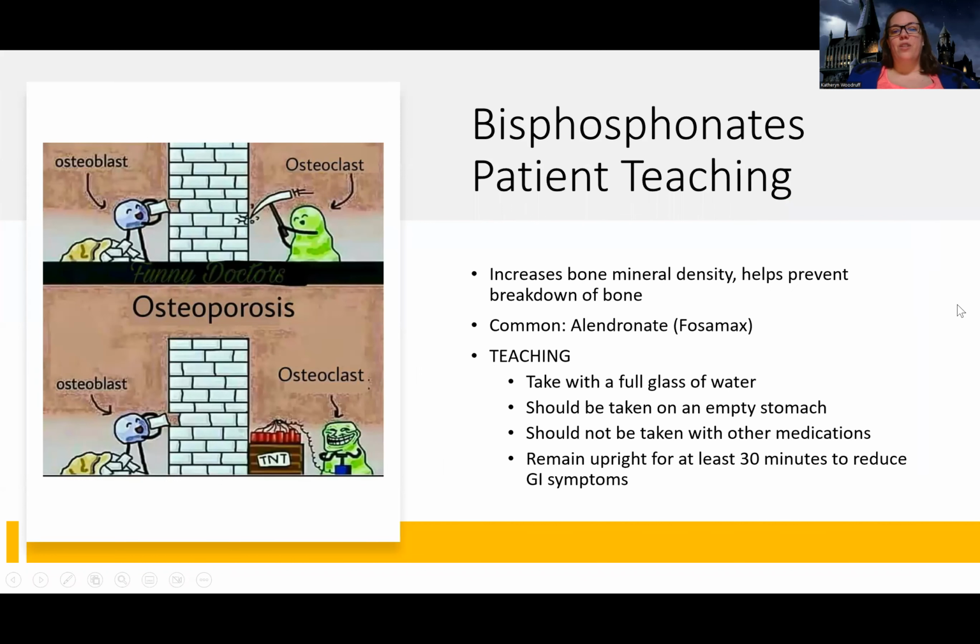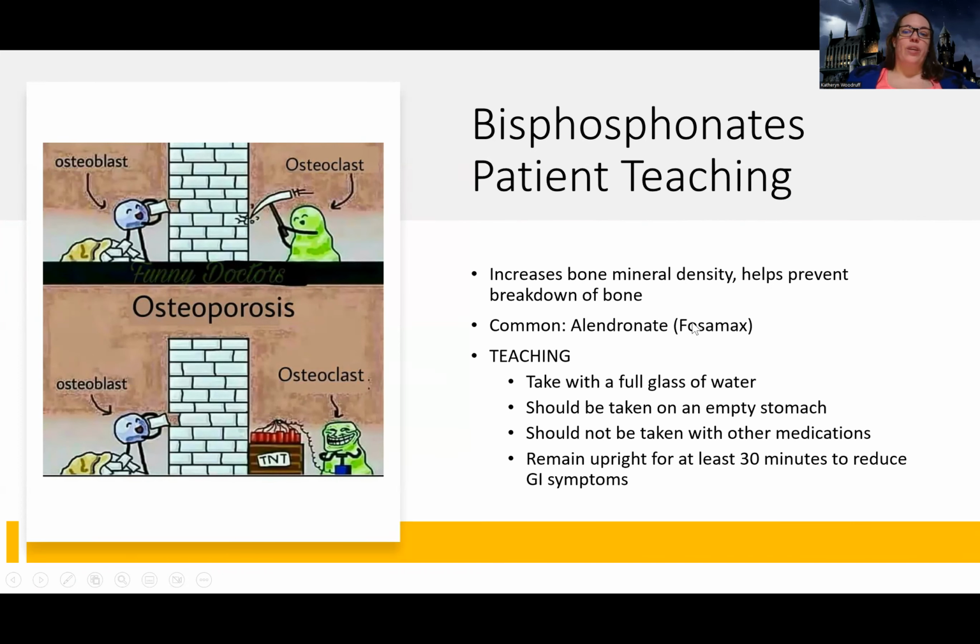Let's talk about these bisphosphonates. The most common one you're going to see given is what's known as alendronate, also known as Fosamax. Think fossils are bones, so maybe that'll help you remember that one.